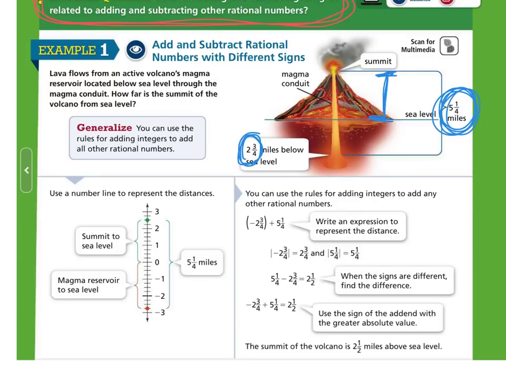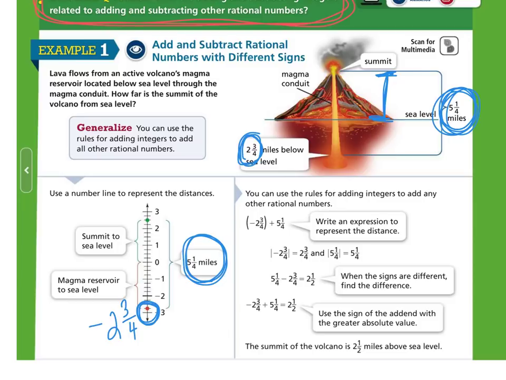Okay, so one of the things that they teach us to do is to look at this from a number line standpoint. And you can see here on the number line that they've identified a total distance of 5 1/4 miles. And they've also identified this point right here on the number line at negative 2 3/4 miles, because that's how far below sea level that magma reservoir is located.